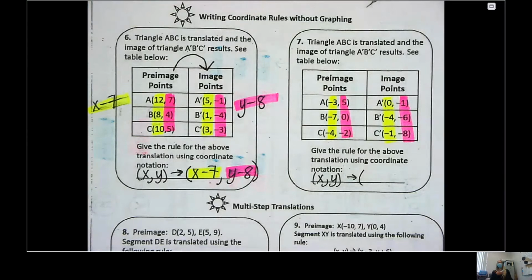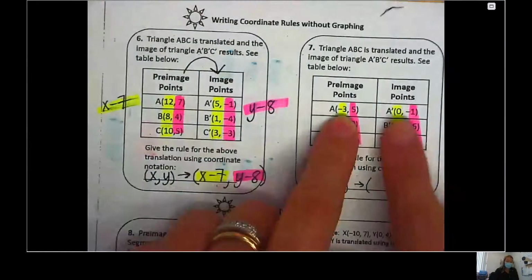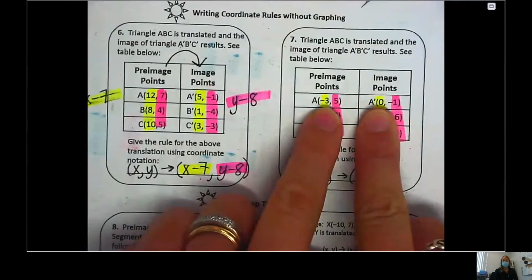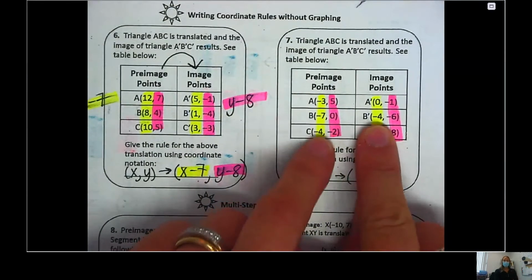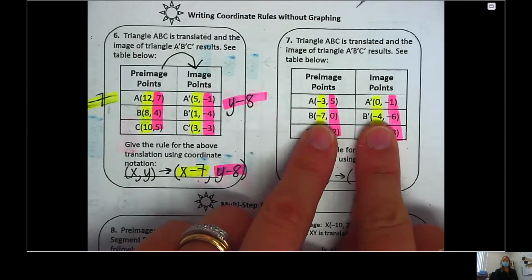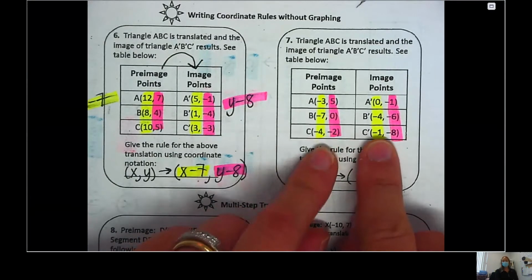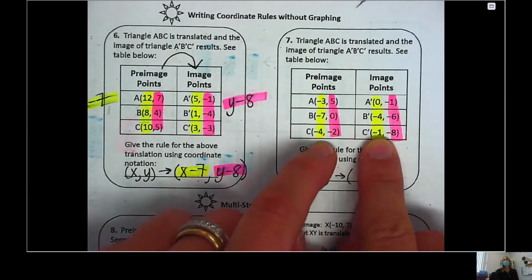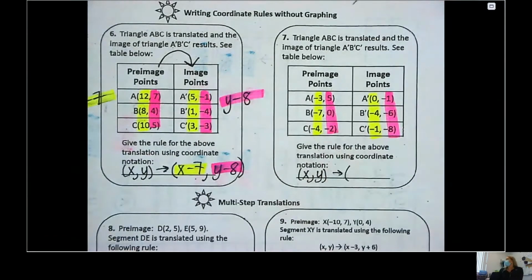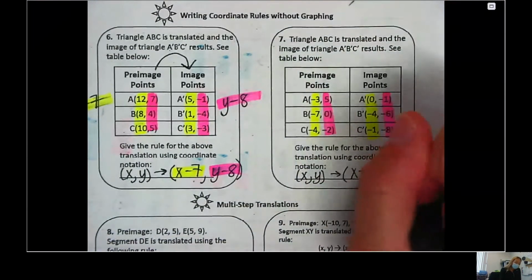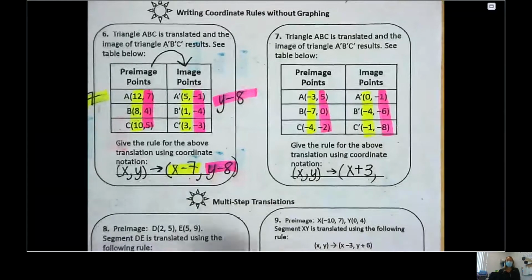Okay, so to get from -3 to 0, what does Miss Massa have to do? +3. To get from -7 to -4? +3. I'm still on the x's. -4 to -1, +3. You should check them all to make sure that they are all exactly the same, because if they're not all the same, it's not a translation. So I'm taking my x values and I'm adding 3.